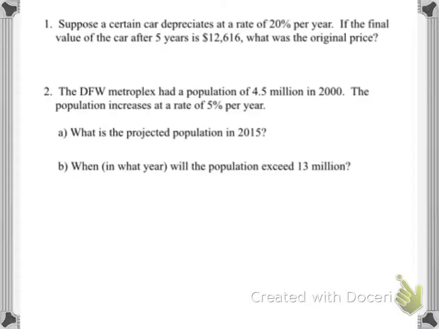Number 1, it says, suppose a certain car depreciates, meaning it's going to be decay, at a rate of 20% per year. If the final value of the car after 5 years is $12,616, what was the original price? It doesn't talk about being compounded quarterly, monthly, or daily, so I just assume that it is yearly, and it talks about 5 years.